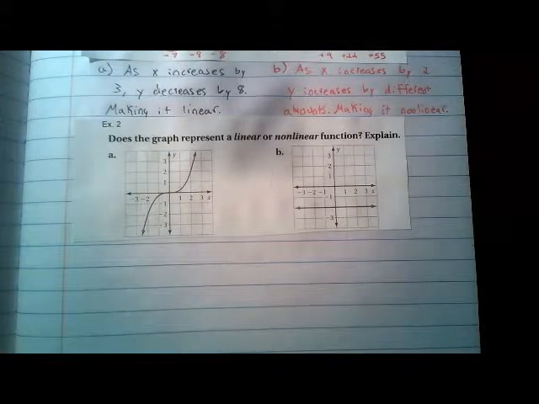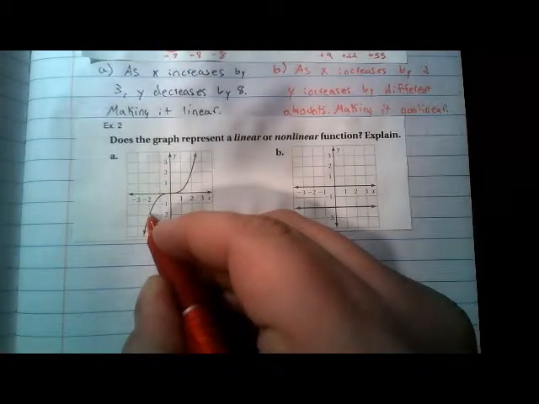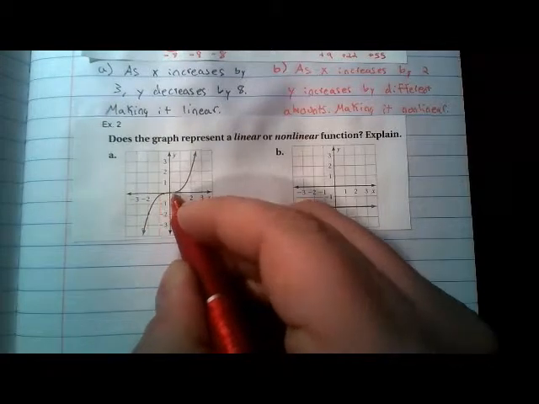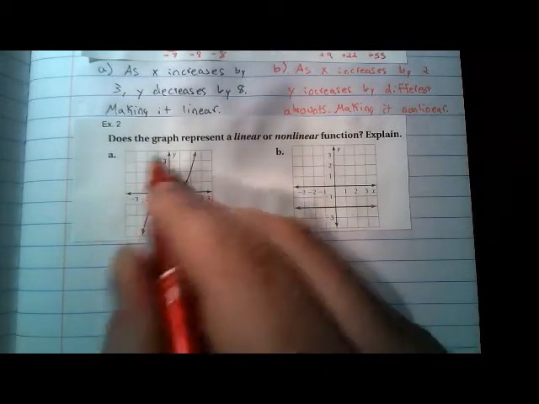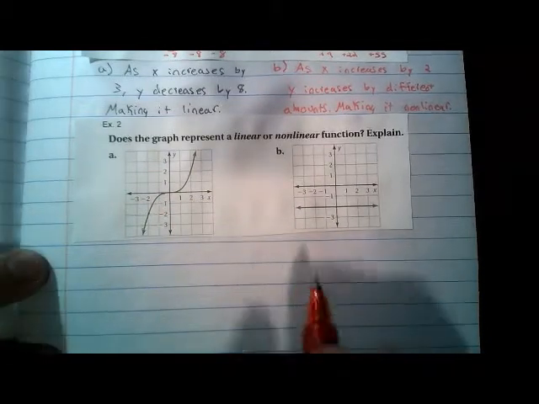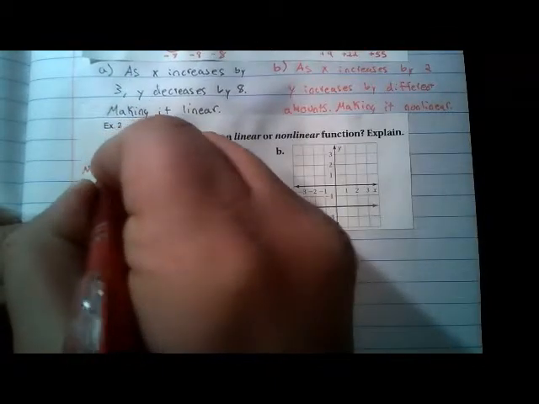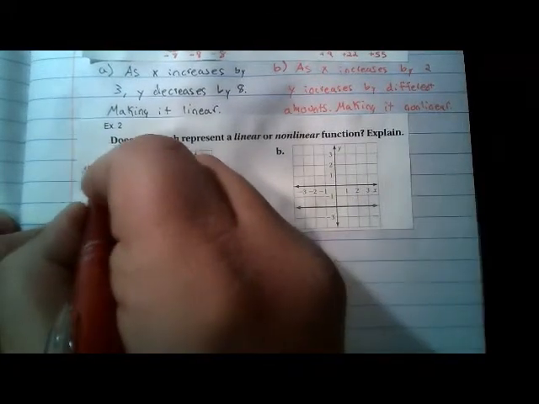this point, right? So from maybe here to here, it's 1. From here to here, it's practically 0. So this one is not a linear function. This is nonlinear. And when you're asked to explain, you can just say it's not a line.